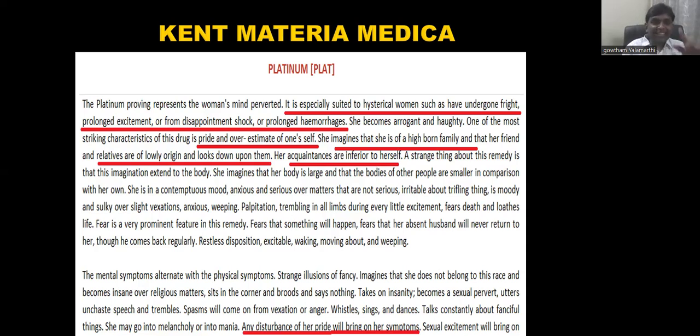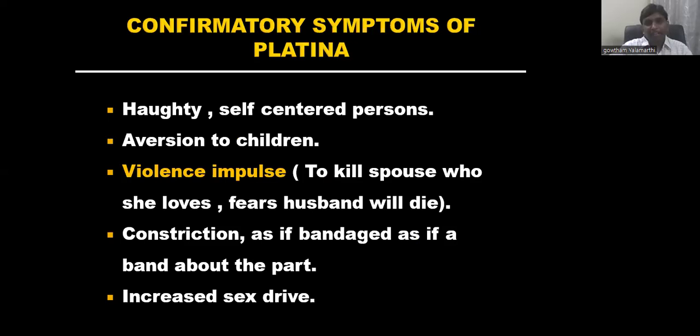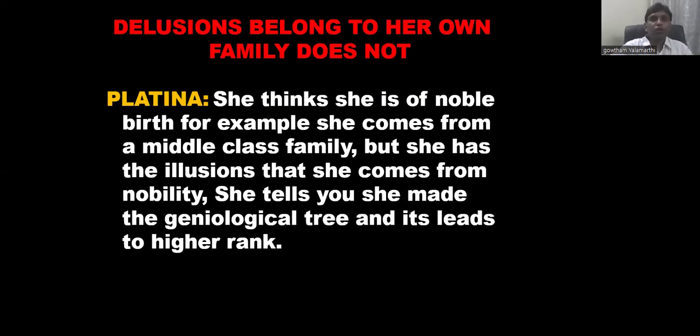And there is an alternating state: the mental symptoms alternating with physical symptoms. Strange illusions of fancy. She may go into melancholy or into mania. Any disturbance of her pride will bring on those symptoms. So if there is any disturbance to her pride, these symptoms will arise. From here, our rubric, delusion belongs to her own family does not, has arisen.